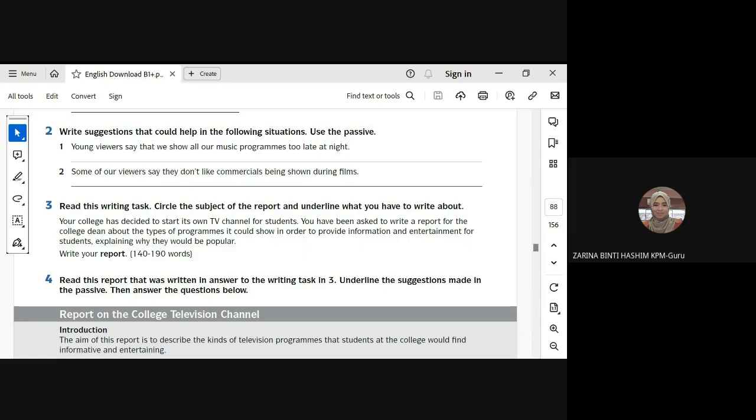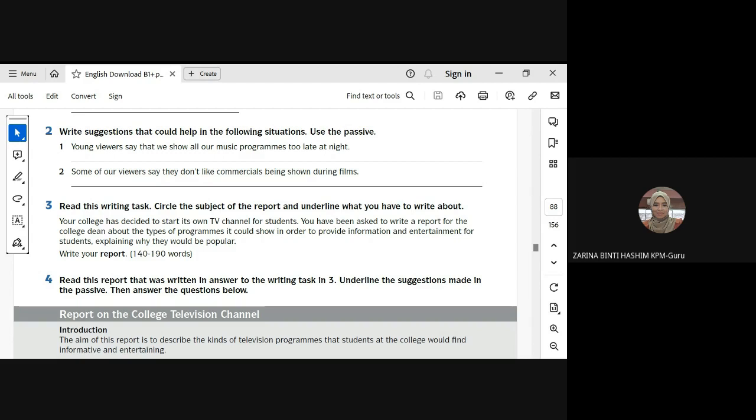The first thing that you need to write is, you can underline starting from "types of programs it could show" until "popular." Those are the keywords or main ideas for which you have to provide information. So you have to write about the types of programs it could show in order to provide information and entertainment for students, and also explain why they would be popular. If you want to have a TV channel, you need to have programs, right? So what program do you want? Maybe you want to put in news, or songs, or any program that you think can give information, maybe information about animals and so on.